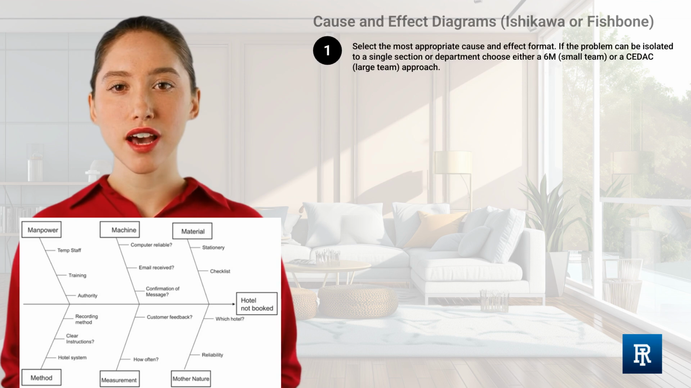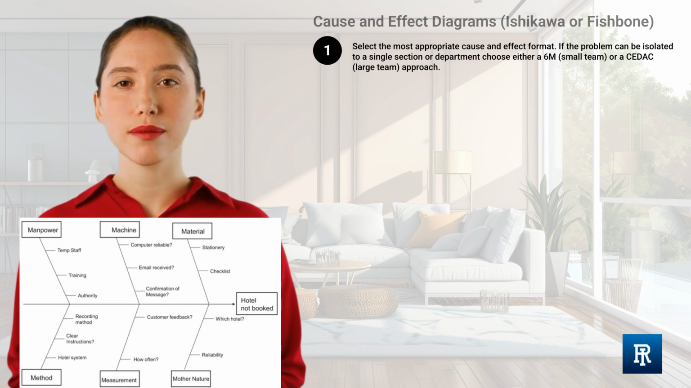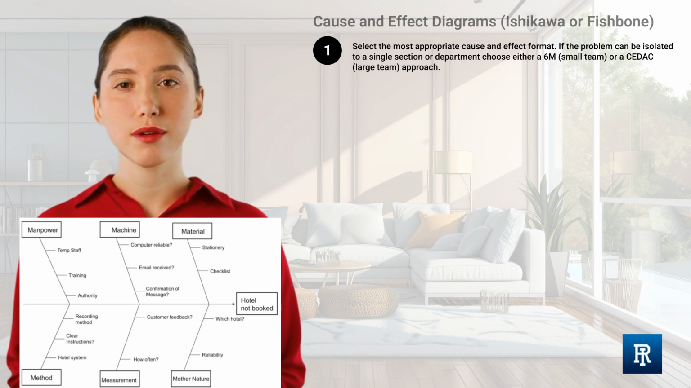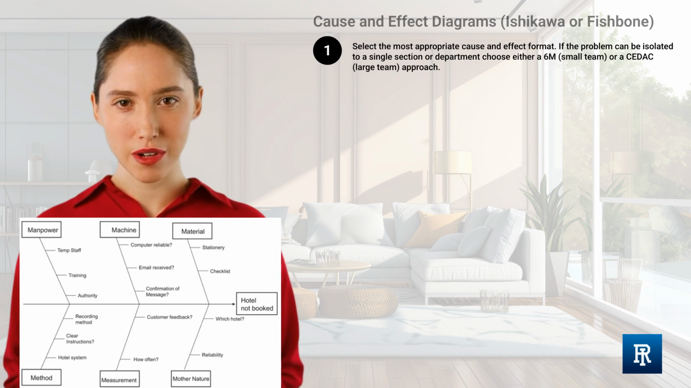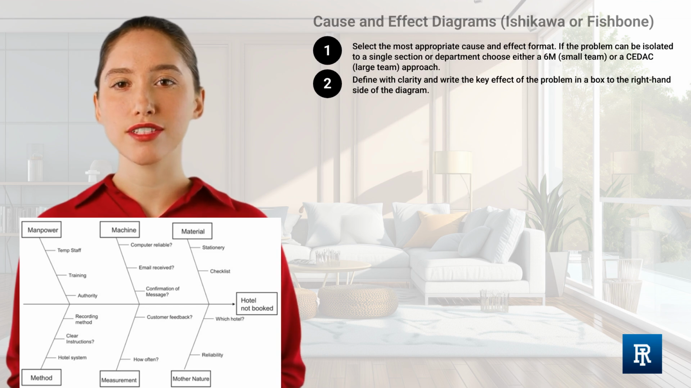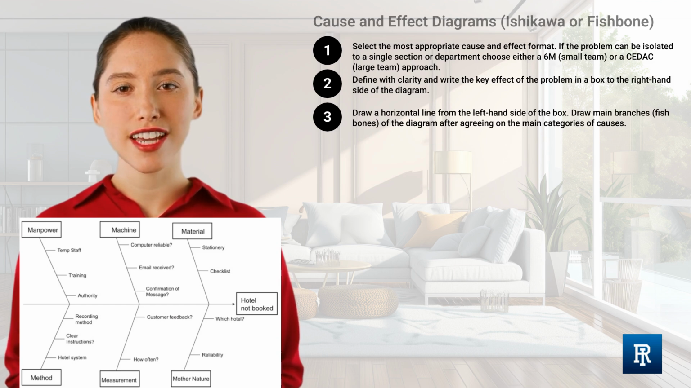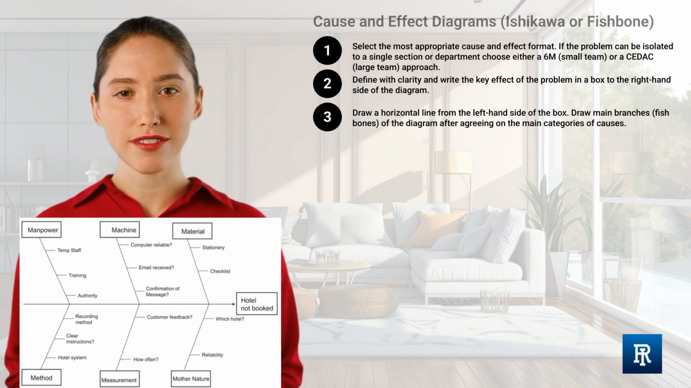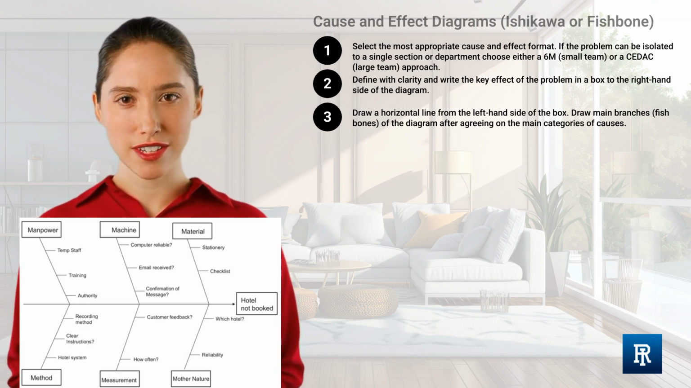Select the most appropriate cause and effect format. If the problem can be isolated to a single section or department, choose either a 6M small team or a CDAC large team approach. Define with clarity and write the key effect of the problem in a box to the right-hand side of the diagram. Draw a horizontal line from the left-hand side of the box. Draw main branches, fishbones of the diagram after agreeing on the main categories of causes.